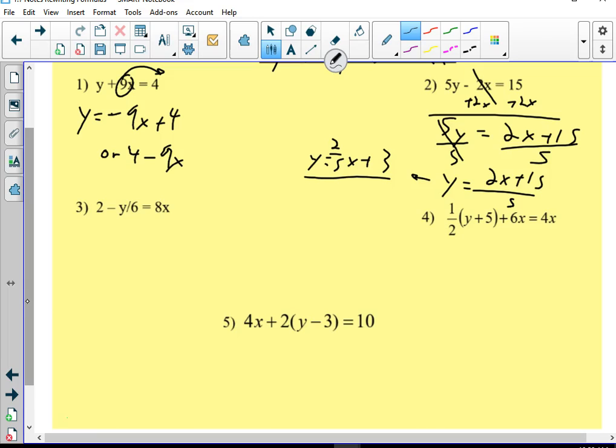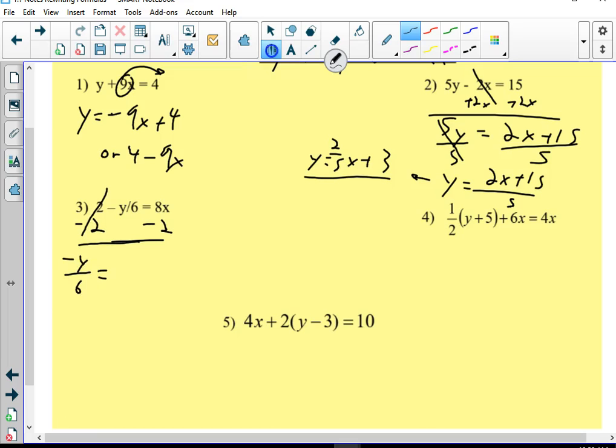Add 2. So add 2. 2 plus 2 is 4. We want to subtract 2. Very common mistake. When you see a minus sign, you want to think, oh, add 2. But is the 2 negative? The 2 is positive, so we want a minus 2. Now again, be careful. This is negative y over 6, right?